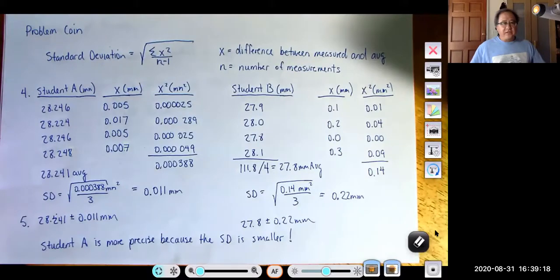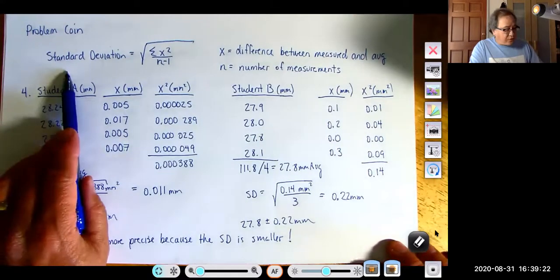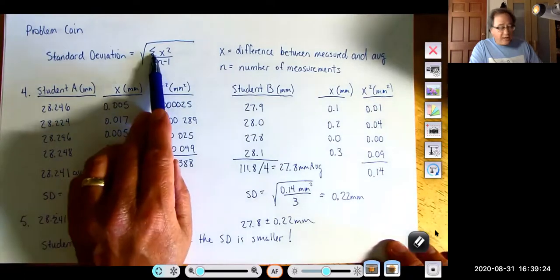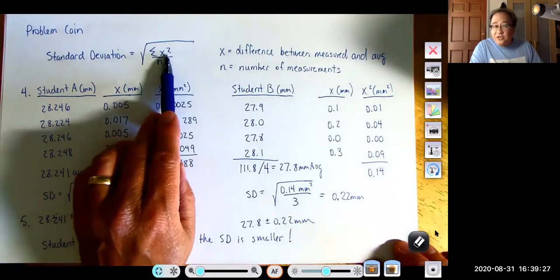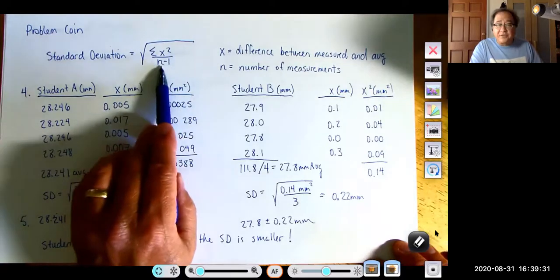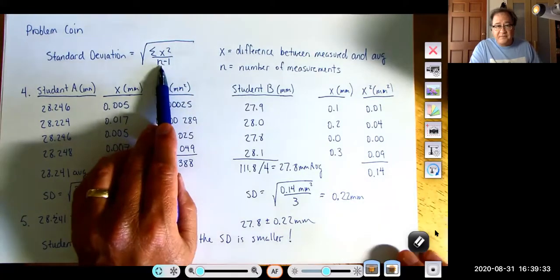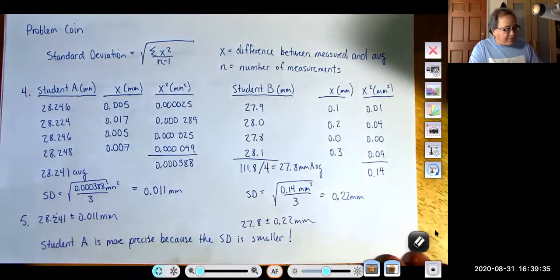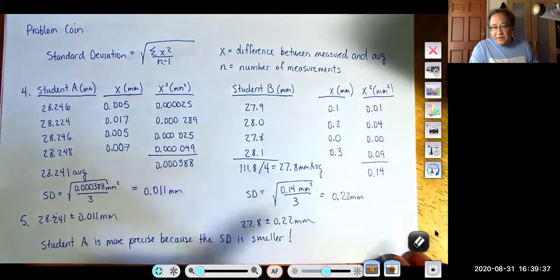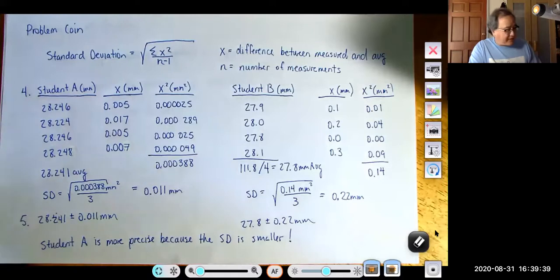Okay, continue with the coin. To calculate the standard deviation, you use this formula: the square root of the sum of the squared differences between the measured value and the average, divided by the number of samples less 1. So n is the number of measurements, and n minus 1 is 1 less.